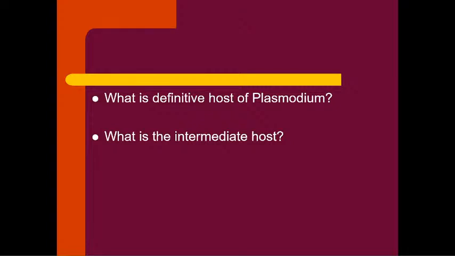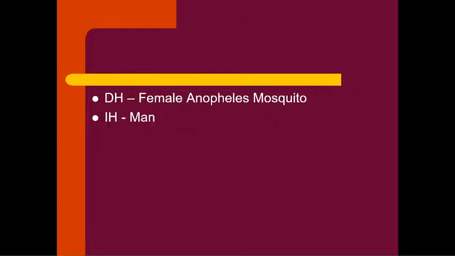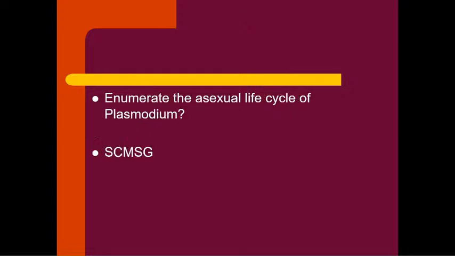Anopheles minimus flavirostris. Huwag niyong kakalimutan, guys, ha? And the intermediate host is, of course, the man. Okay? Now, let's go with the asexual life cycle. I will just briefly run through it.